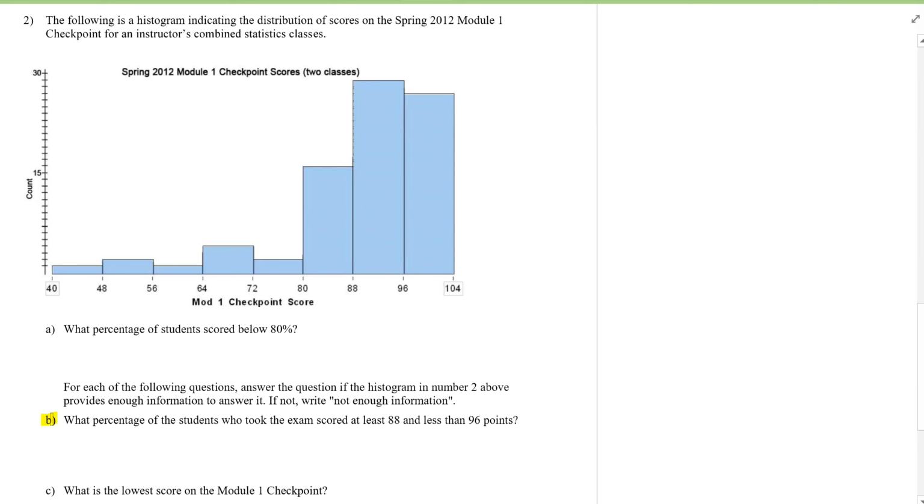Number 2 says the following is a histogram indicating the distribution of scores on the spring of 2012 module 1 checkpoint for instructor combined statistics class. So these are the answers here. Notice the count here, that's your frequency. And horizontally, these are scores.